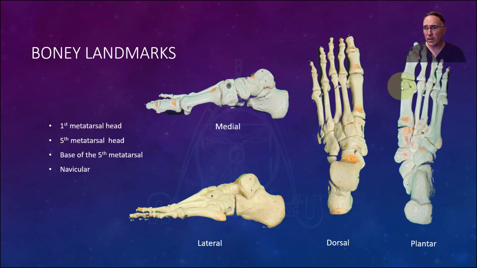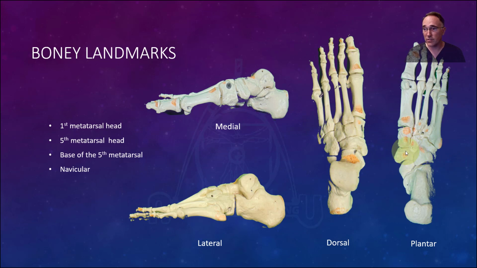So let's kind of go over and we'll look at the plantar. This is the plantar surface here, and this is the dorsal surface here of the foot. So this is a top view and this is a bottom view. If I look at the first metatarsal heads, it's going to be right here, the first metatarsal head. The fifth metatarsal head is going to be located right here. And then the base of the fifth is this area right here. You can see the base of the fifth on the plantar surface right here. And then finally we have the navicular on the medial side here.